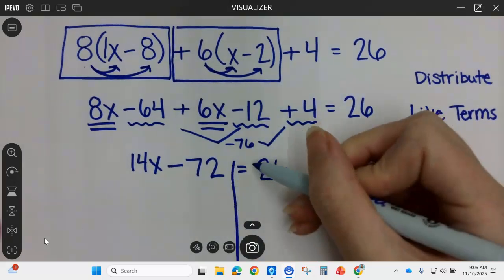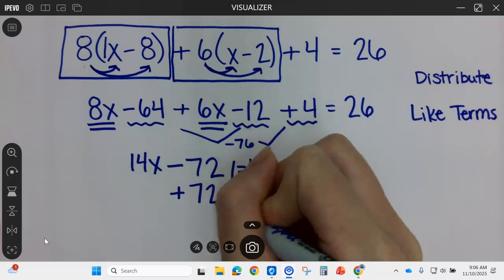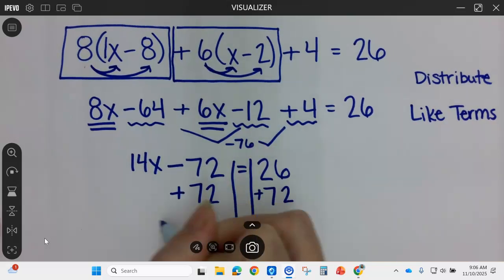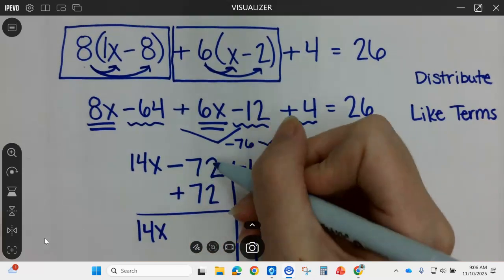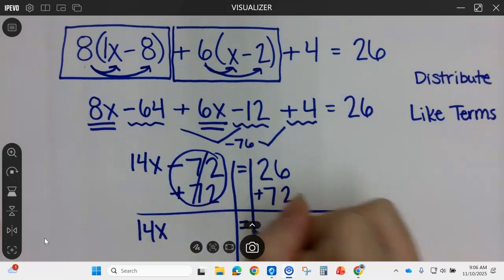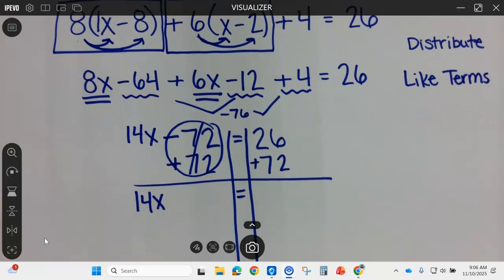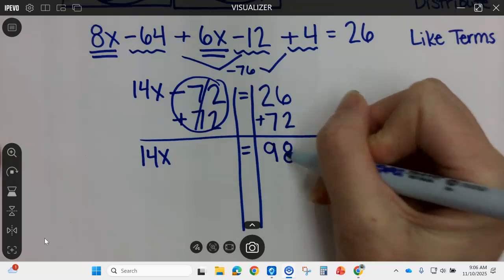And from here, we get to solve it. All right, so on the side with a variable, we want to get rid of that integer. So we're going to do the inverse operation. Inverse means opposite. So we're going to add 72 to both sides. All right, we still have our 14x over here. This is worth 0 or nothing. I have to keep my equals. Move this up a little bit. All right, and then we have 98.